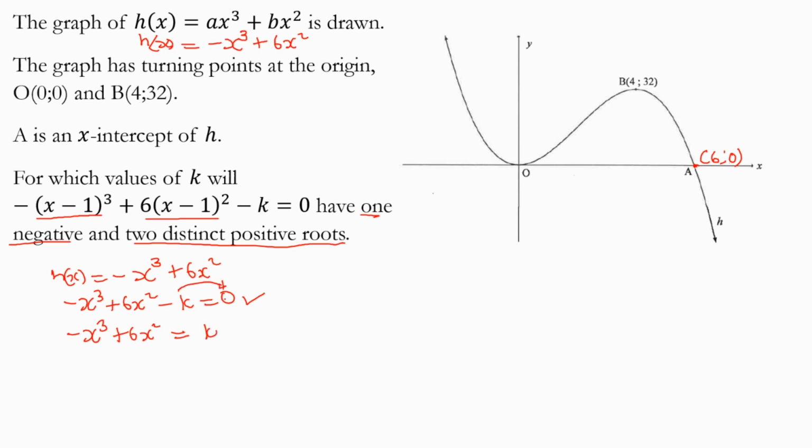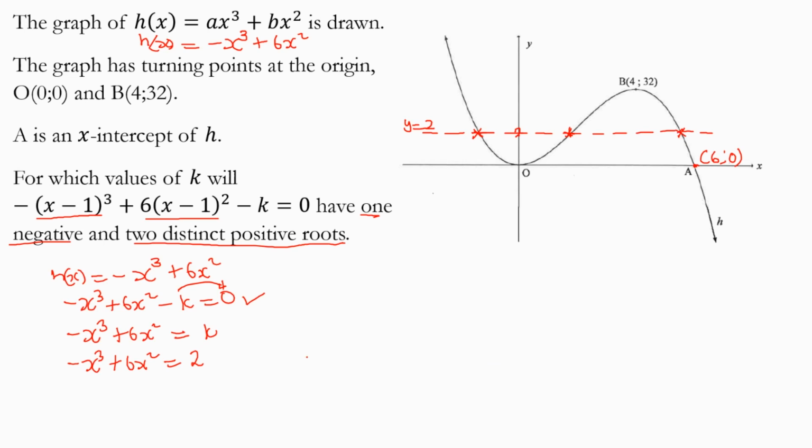For example, let me say the k value is 2. How many roots are we going to have if negative x cubed plus 6x squared is equal to 2? So let's say this is our 2 here. It means this is the horizontal line, which is the equation y is equal to 2. So it is 1, 2, 3. See that? It has 3 distinct roots.